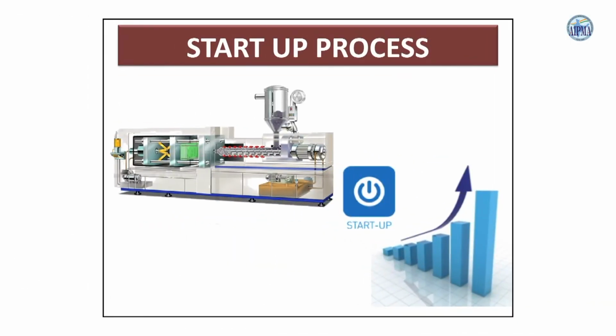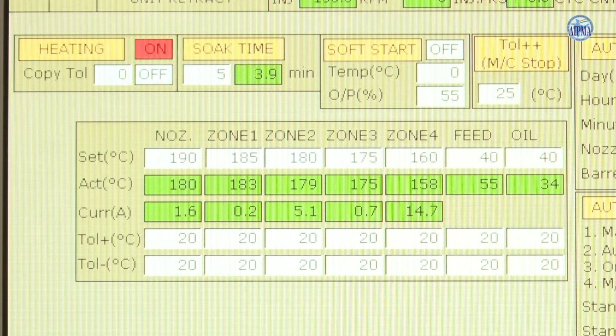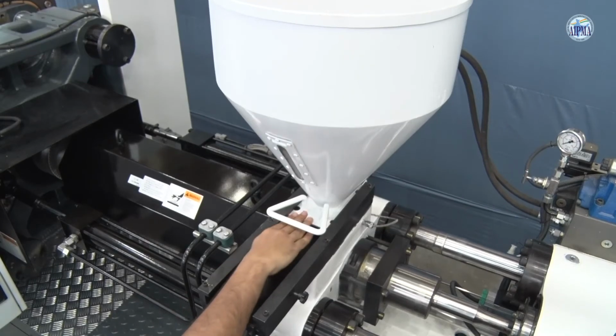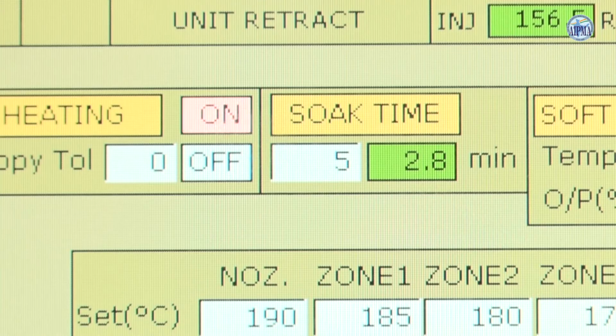Startup process. Switch on barrel heating and wait till the temperature is achieved. After all of the zones have gone through the proper soak time, hopper can be opened and the screw rotation can be initiated. Soak time is important for uniform distribution of heat throughout the barrel for safe working of slider set and screw.